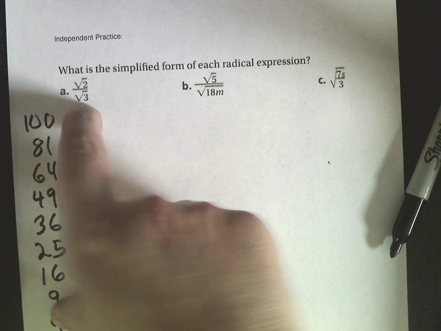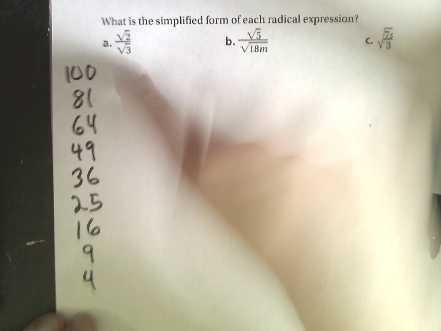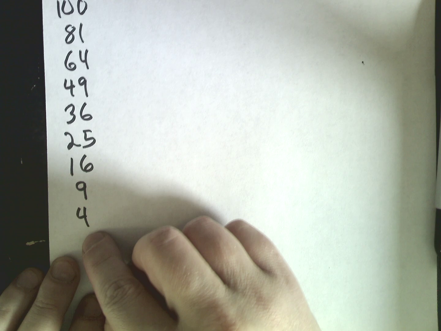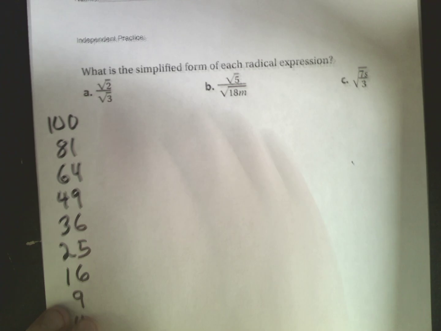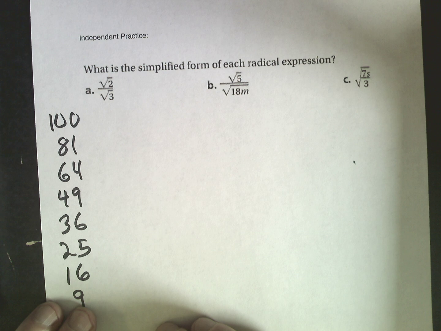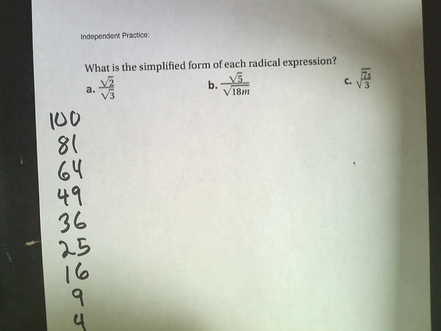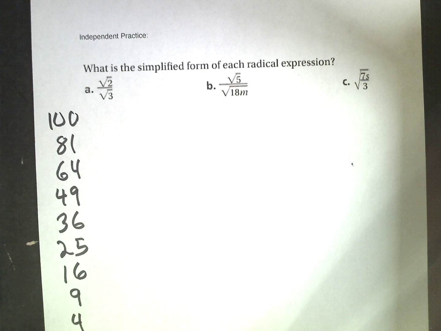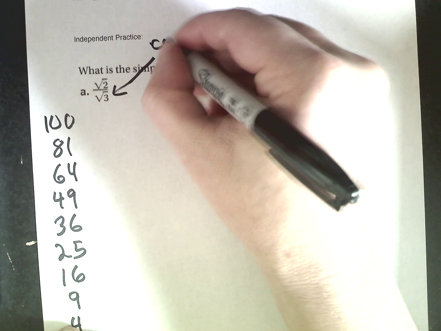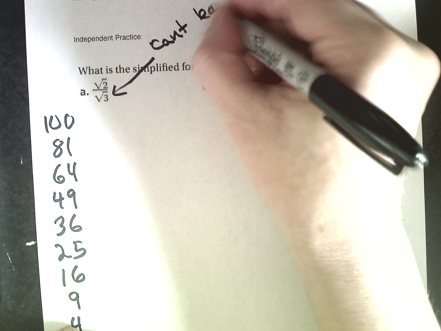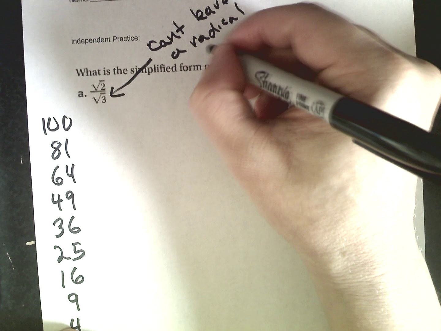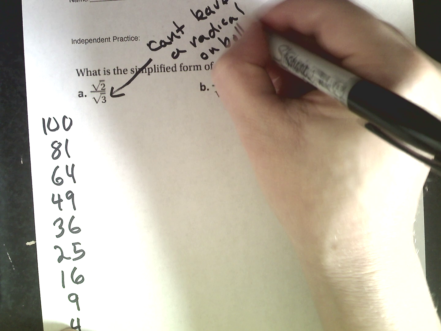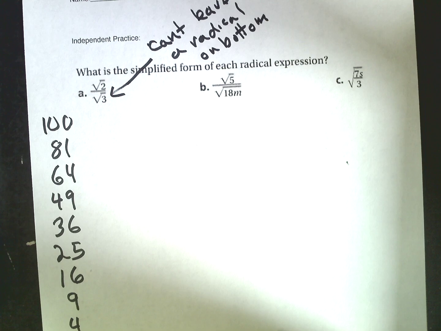Now, square root of 2 and square root of 3, they're both less than 4. So I cannot do anything with them as far as simplifying. They're where they're at. But I have a major problem. You can't leave a radical on the bottom. You have to move it up. Well, how are we going to do that?